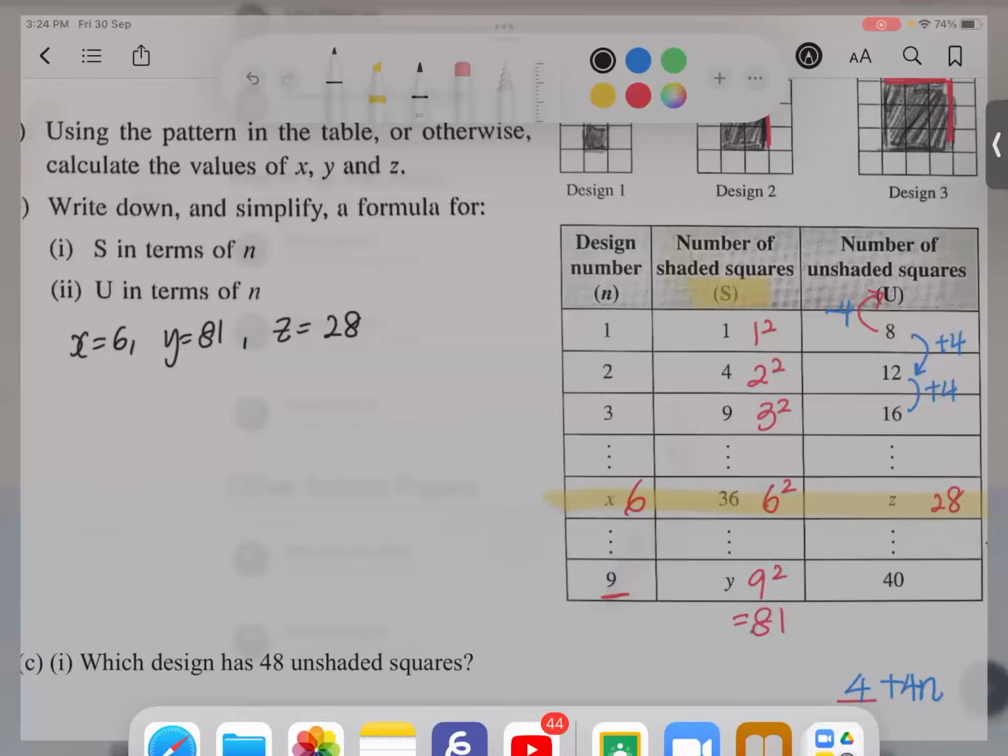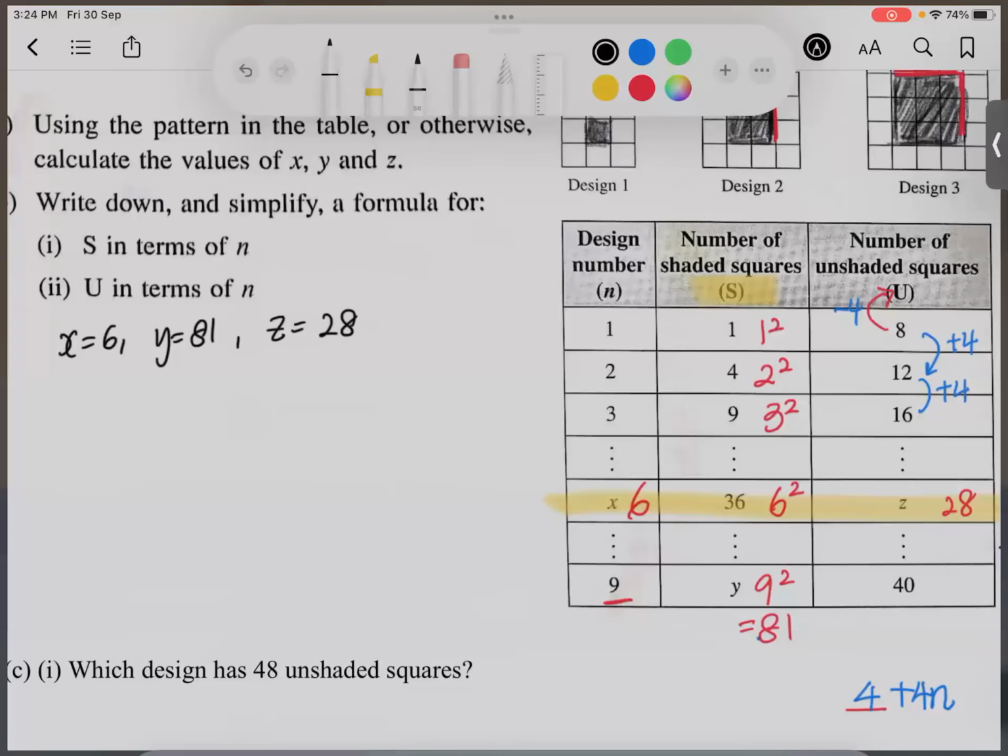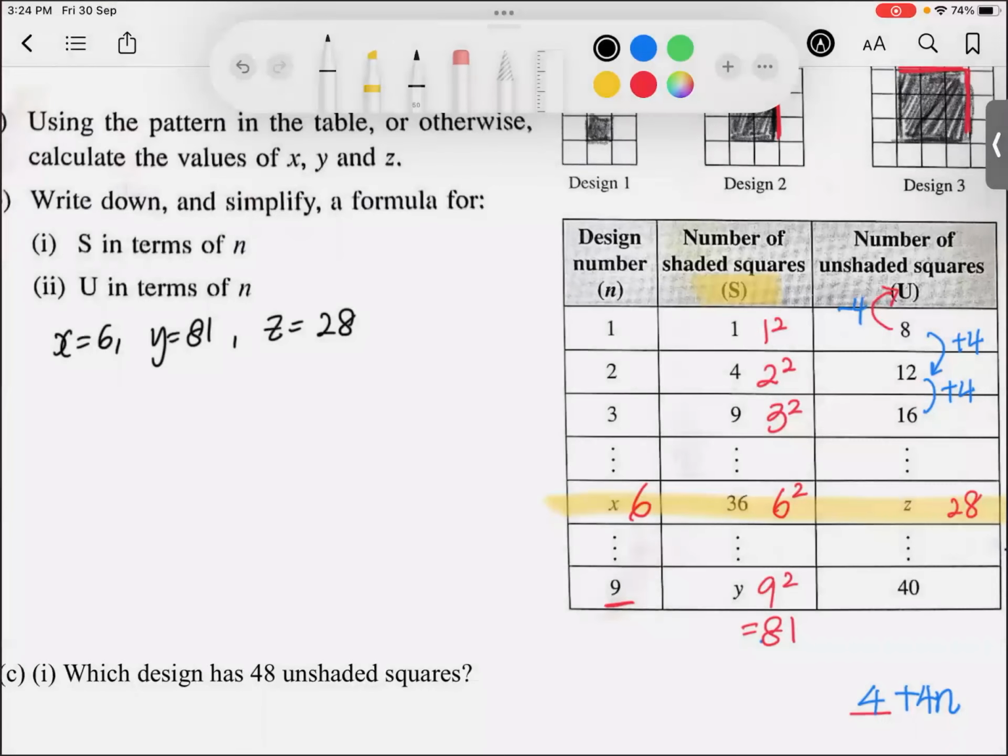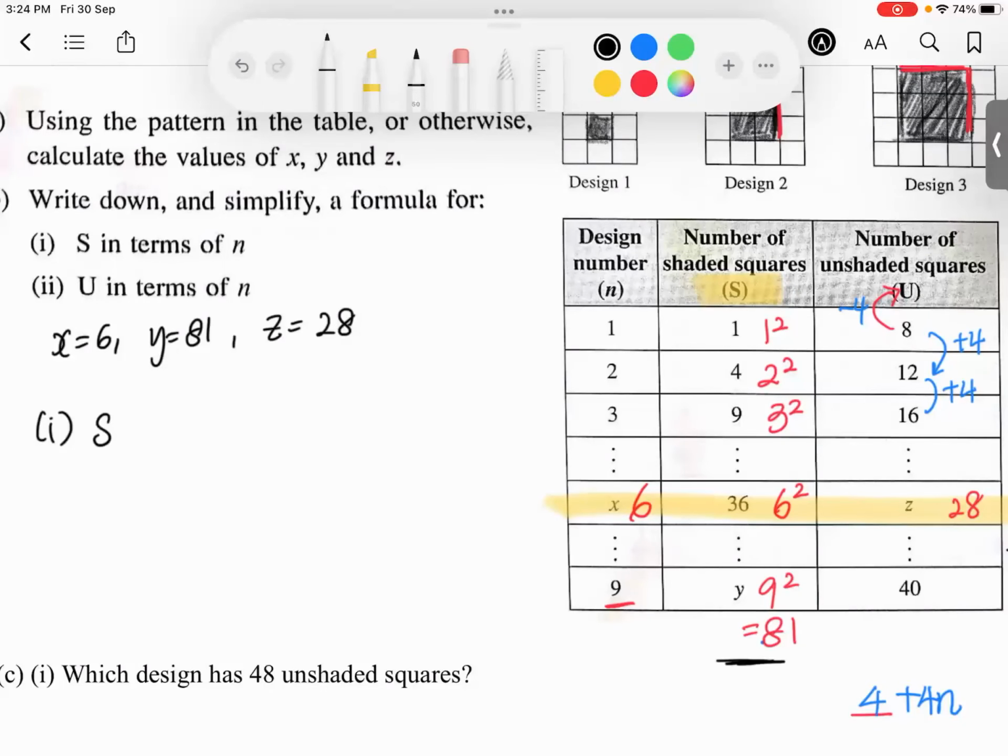So in this case, I have S in terms of n. S is the sequence for the one with all the different squares. For S, the sequence, right? Sn will be equal to n squared.